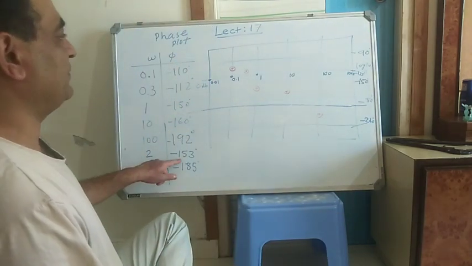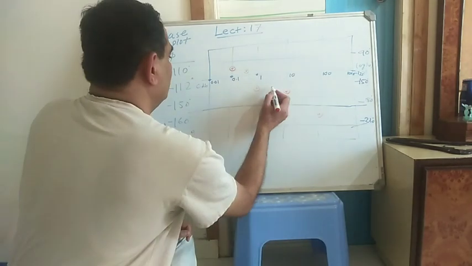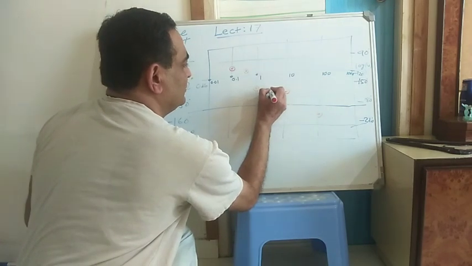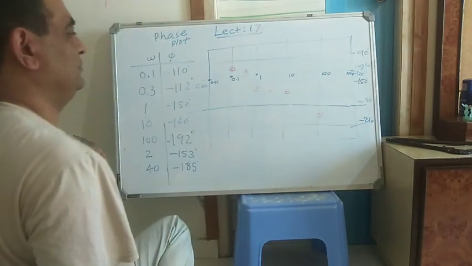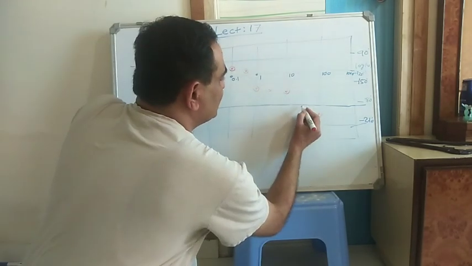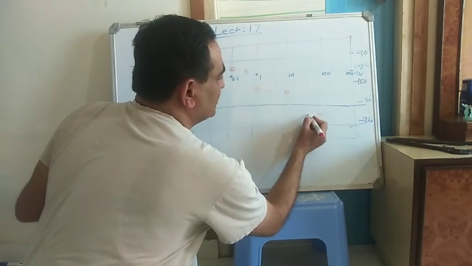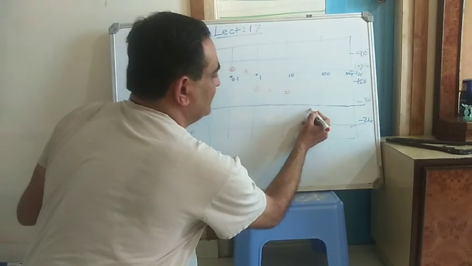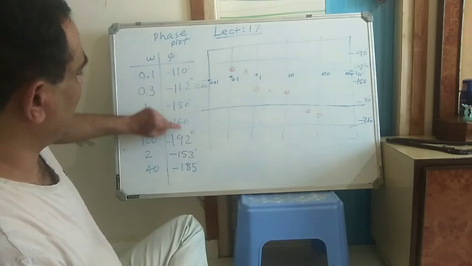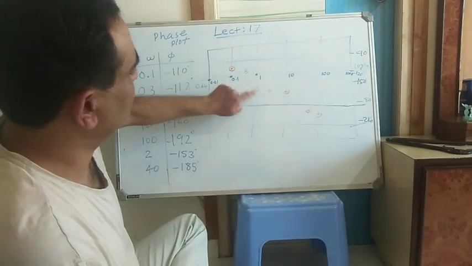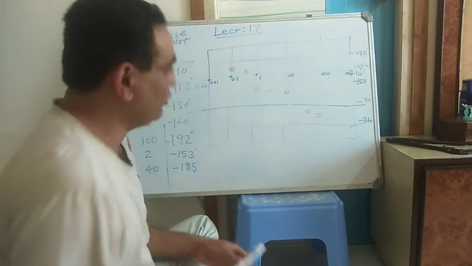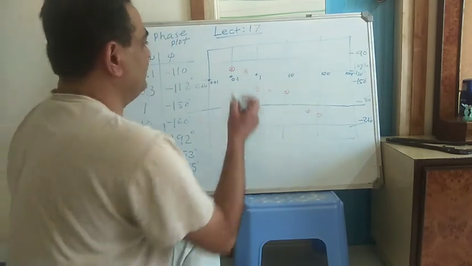Then 2, minus 153. It's somewhere here. Then 40, minus 185. 40 is 10, 20, 30, 40, somewhere here. So I have marked 1, 2, 3, 4, 5, 6, 7 points. Now with free hand, you need to join all these points.